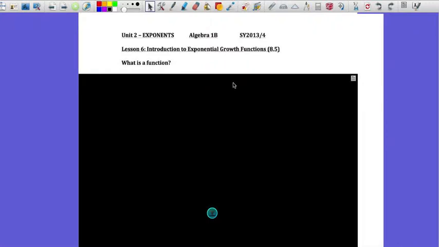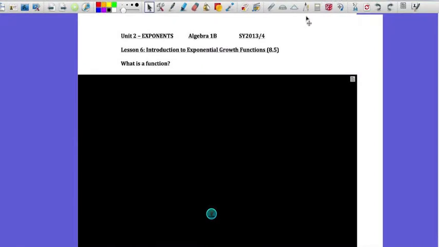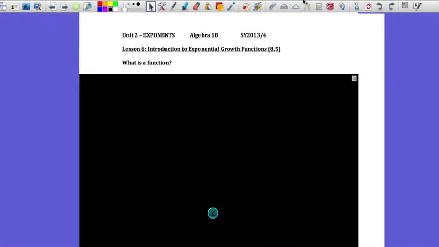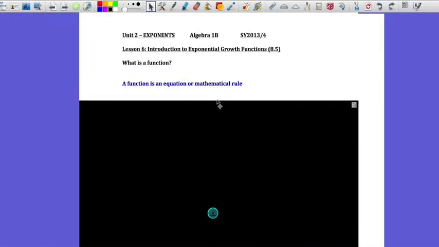The question is, what is a function? Hopefully what you got as your answer is simply an equation or a mathematical rule. You've dealt with lots of different kinds of equations. Anytime you get an equation like y equals 2x plus 4, for instance, that's an example of a function, which is, as I said before, simply an equation.